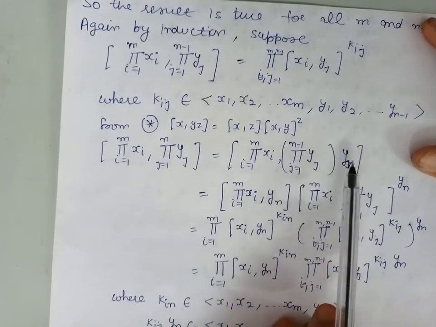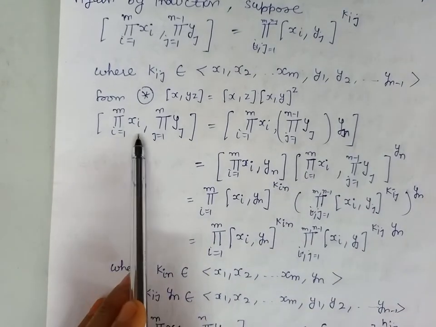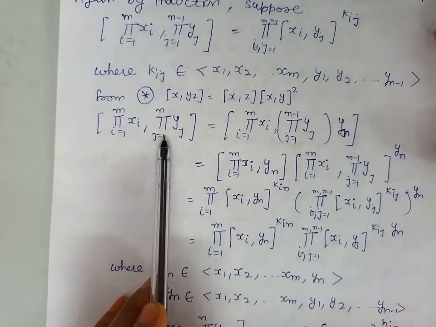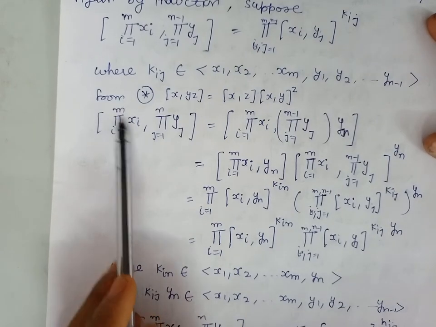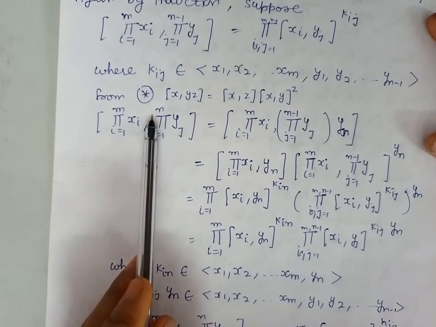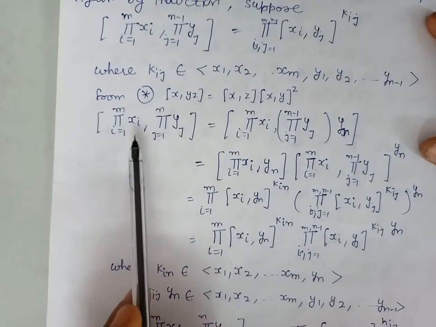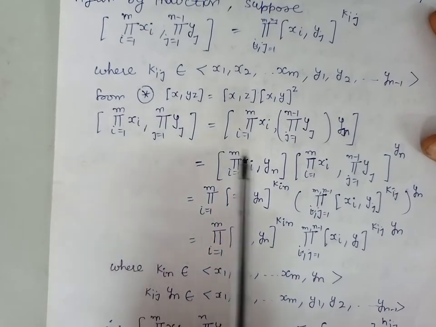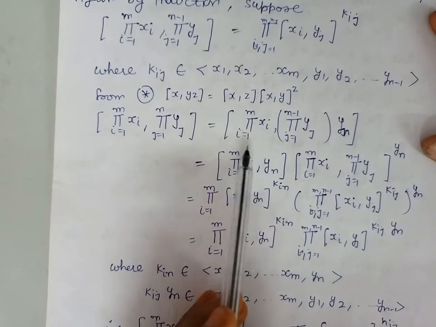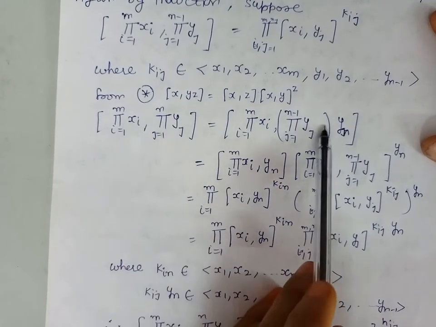Now, let us consider the commutator of the product of xi's with the product of yj, where i varies from 1 to m and j varies from 1 to n. Now, we can use this identity to find the value of this expression. This can be written in the form product of xi, where i varies from 1 to m, and this term can be split into two parts.